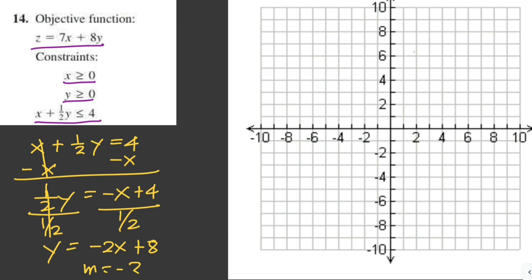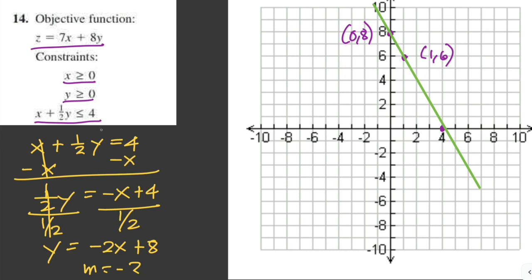Alright, so when x is 0, y is 8. So this is 0, 8. And then when x is 1, y is 6. So this one is 1, 6. So our graph looks like this. Okay, let's look for another value. When x is equal to 4, then y is 0. And we can now graph our line. Do our line here. Alright, so that is our linear equation.